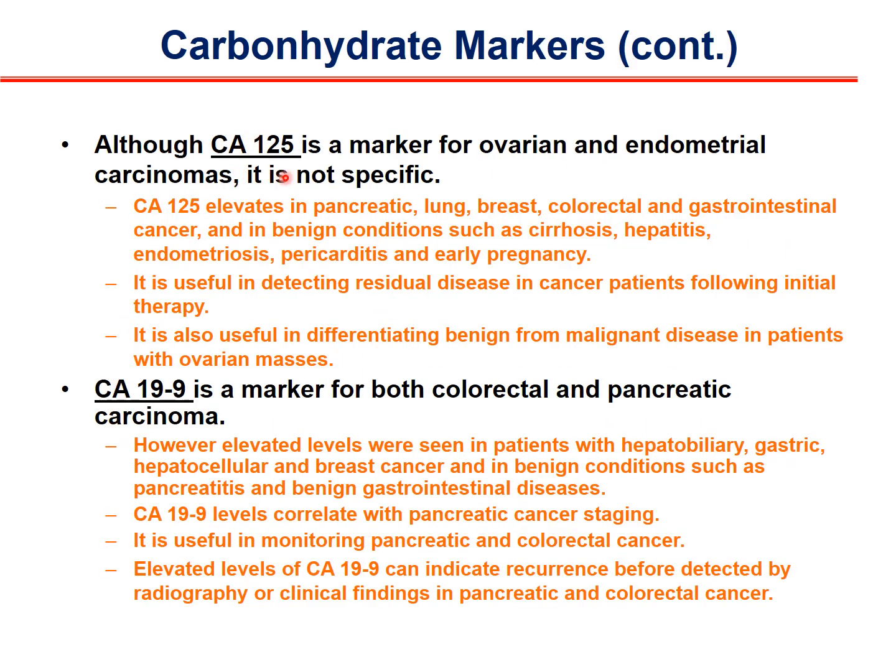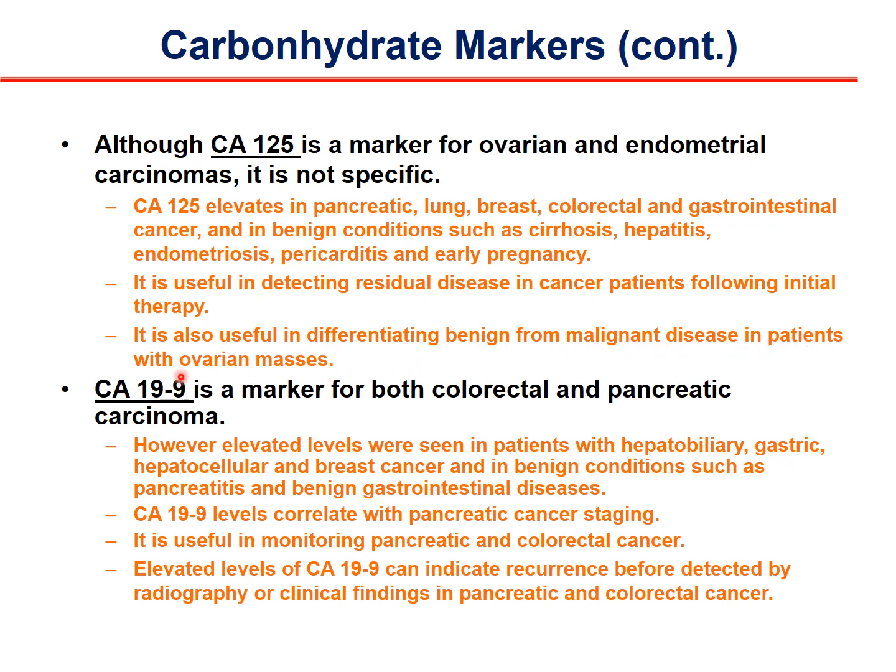Although CA125 is a marker for ovarian and endometrial carcinomas, it is not specific. The CA125 elevates in pancreatic, lung, breast, colorectal, and gastrointestinal cancer and in benign conditions such as cirrhosis, hepatitis, endometriosis, pericarditis, and early pregnancy. It is useful for detecting residual disease in cancer patients following initial therapy. It is also useful in differentiating benign from malignant disease in patients with ovarian masses.